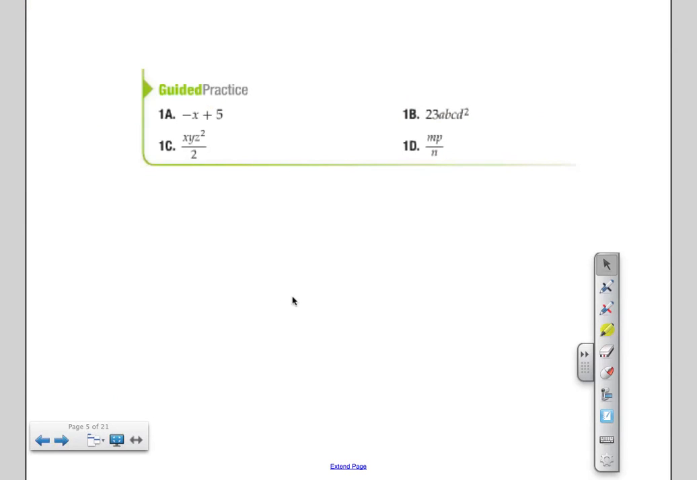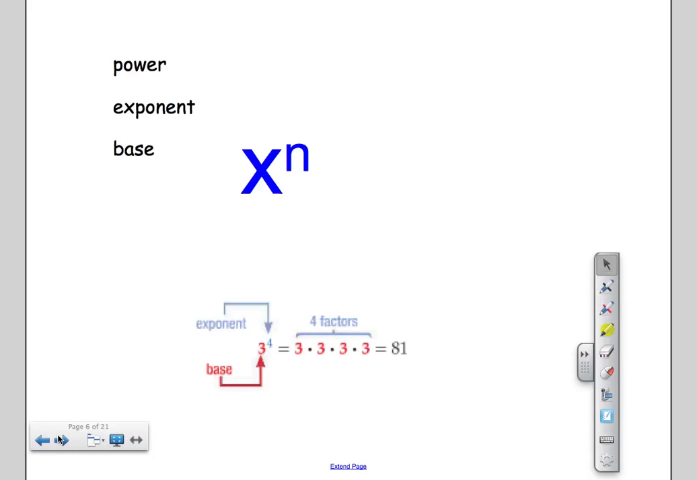Okay, here's some guided practice. Try these problems. Pause the video and start back up. While you're doing that, I'll take this time to remind you to take good notes. All right. Powers, exponents, and bases. This is just a little quick refresher. It wasn't even in the book. I just thought I should remind you.